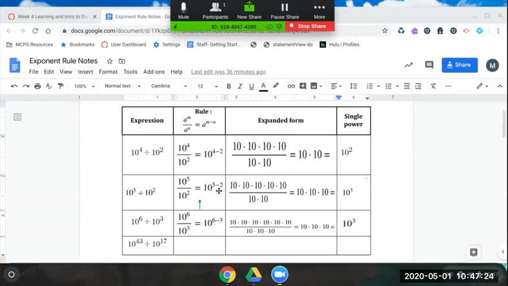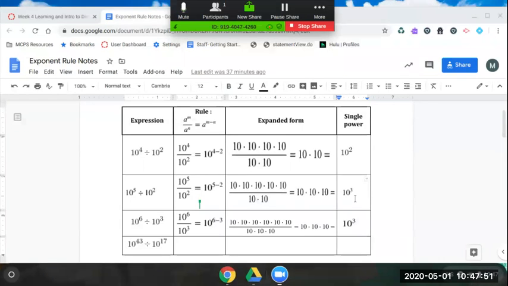and of course 5 minus 2 is 3, so we end up with 10 to the third as our answer. And if we do it the expanded form way, we have 10 fives in the numerator, 1, 2, 3, 4, 5. And we have 2 tens in the denominator, 1, 2. These 2 tens will cancel out, and we're left with these 3 tens here. That's why we have 10 to the third power as our answer.